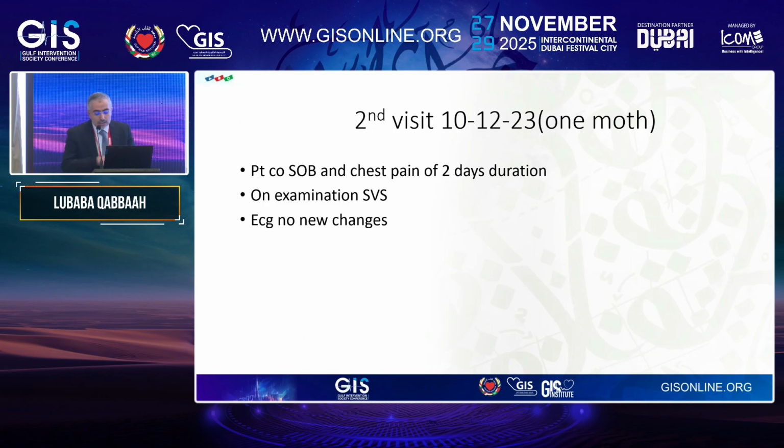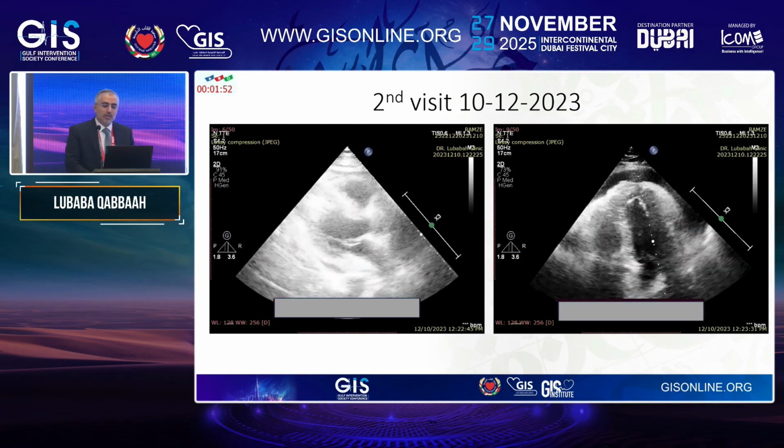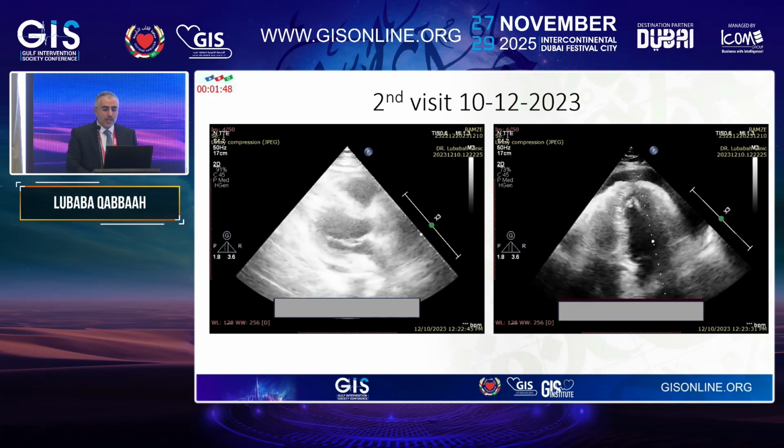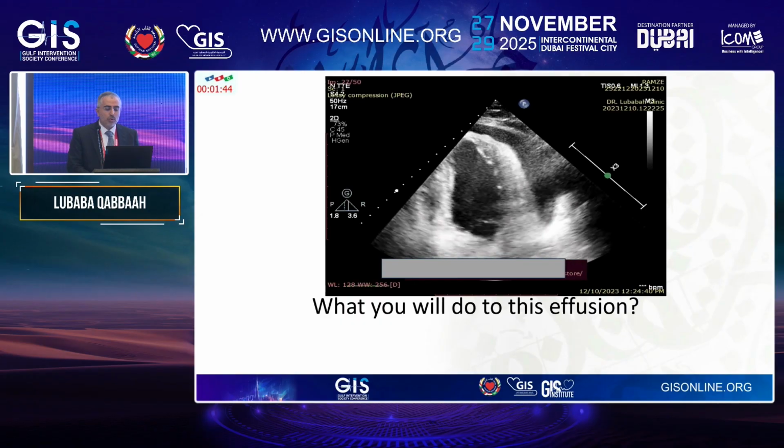The second visit was 1 month after the procedure. The patient developed shortness of breath and chest pain of 2 days duration; examination, vital signs and ECG were stable with no changes. This is what we see on the second visit, 1 month after the procedure. There is a large pericardial effusion. I want to ask you, who will aspirate this effusion? How many now?